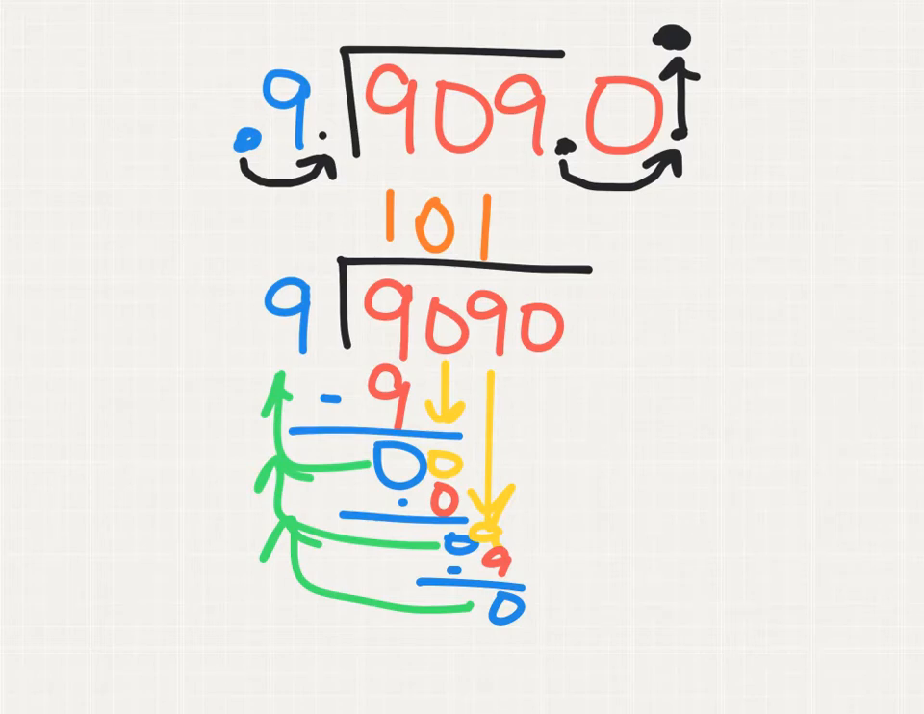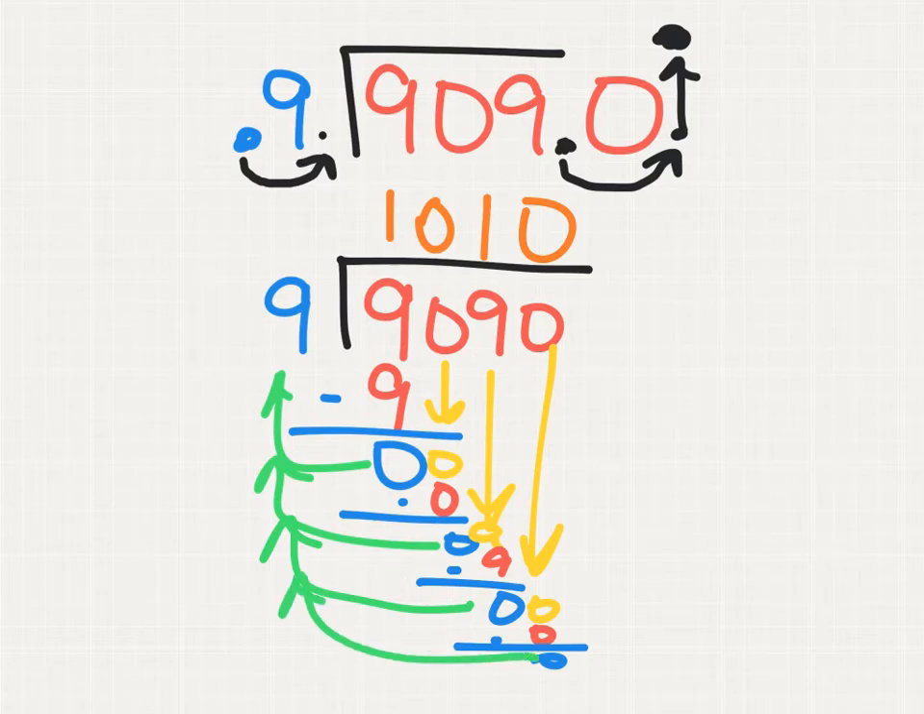So I'm ready to bring down the last digit, which was 0. I can make no groups of 9 from 0. 9 times 0 is 0. I subtract. I get 0. I compare. I'm less than my divisor. But I'm also now out of digits. There's no more division to be done. There's no number to bring down. So my remainder is 0. I have no more digits. I'm finished. I have a quotient.